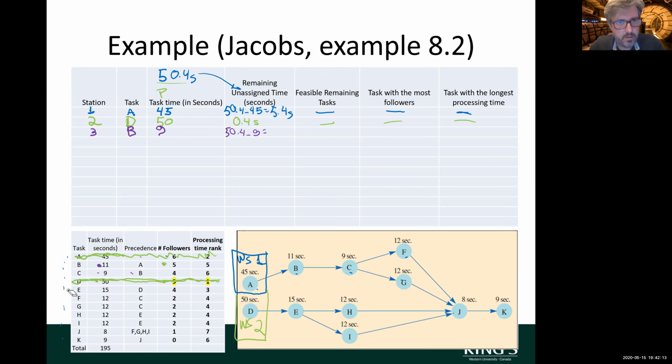Okay, let me erase this and this. So this is 11 seconds. Task B, it says right here, 11 seconds. So minus 11. So what we have left is 39.4.